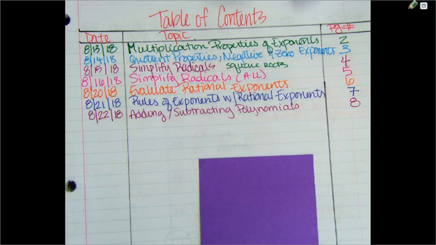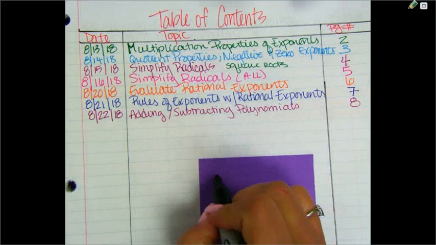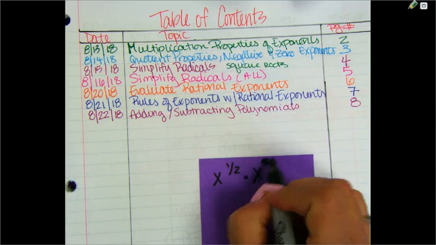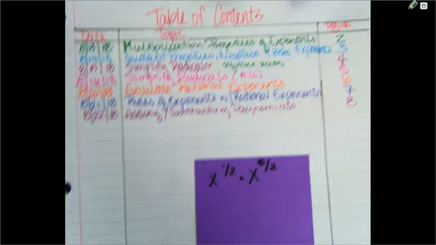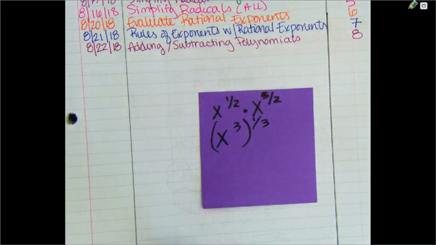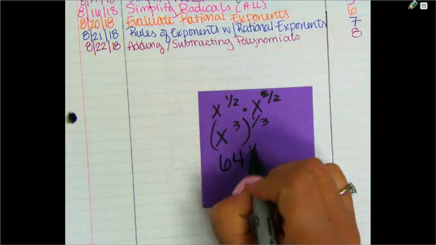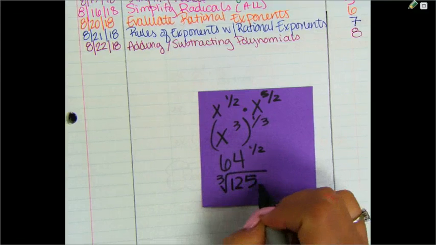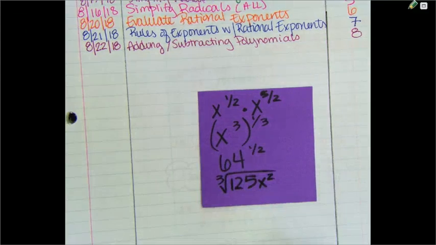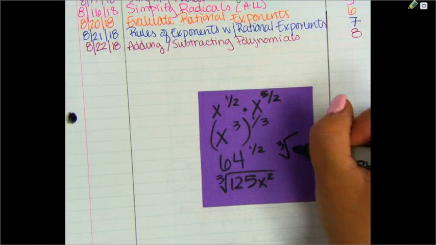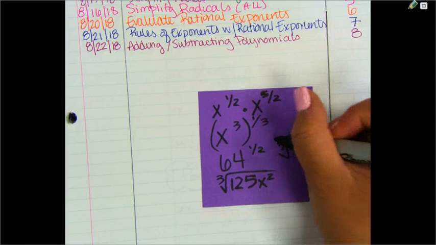Your job is this. My question to you is this. Can you solve x to the 1/2 times x to the 5/2? Yes, okay, good. Can you solve x to the 3rd to the 1/3 power? Wonderful. Can you solve 64 to the 1/2 power? Okay. Can you solve the cubic root of 125 x squared? Sure. Can you solve, or rewrite, I should say, the cubic root of x squared to the 4th?